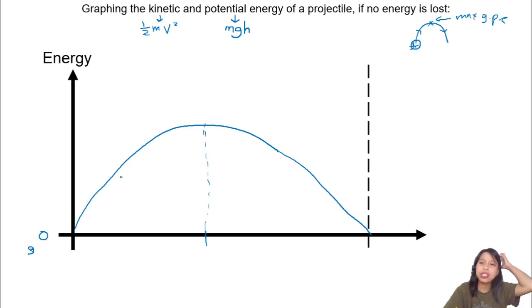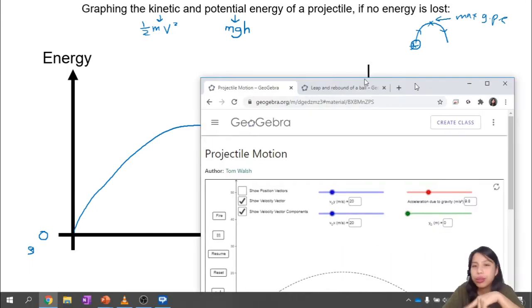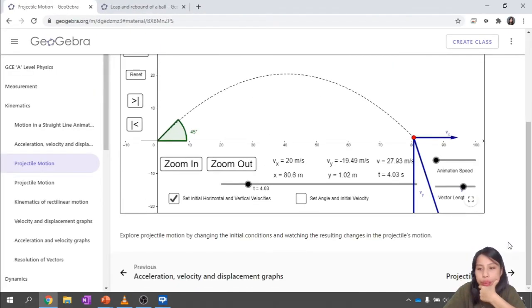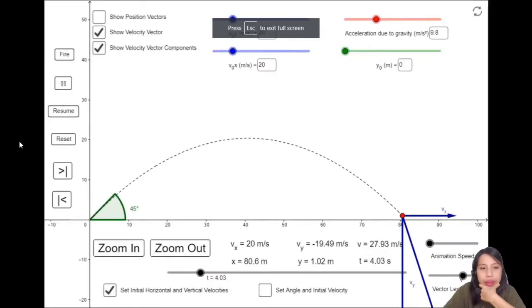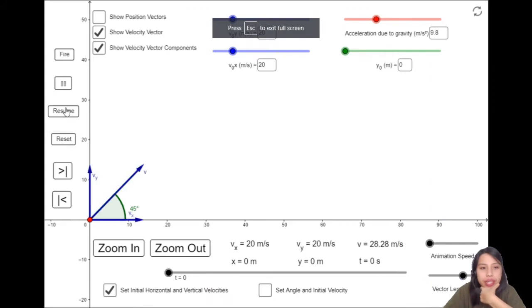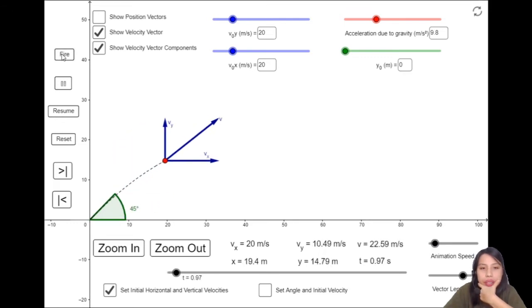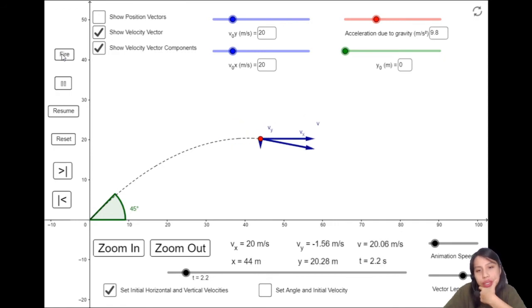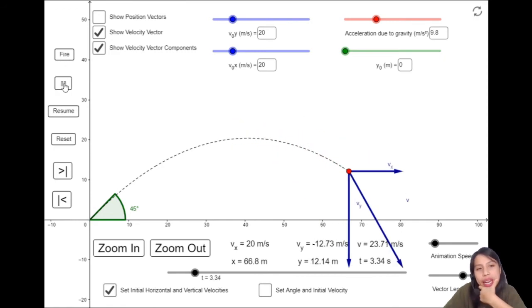How about kinetic energy though? That's the one where students will find a little bit tricky. Let's go back to the animation earlier. From here, refresh, reset. Where is v the longest? Where is it the shortest? So let's fire. Here you see the beginning initial velocity is quite long, then it's a little bit shorter, then it gets a little bit longer. It's a bit hard to see.